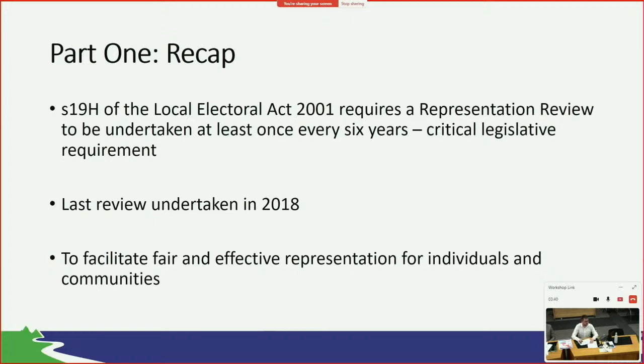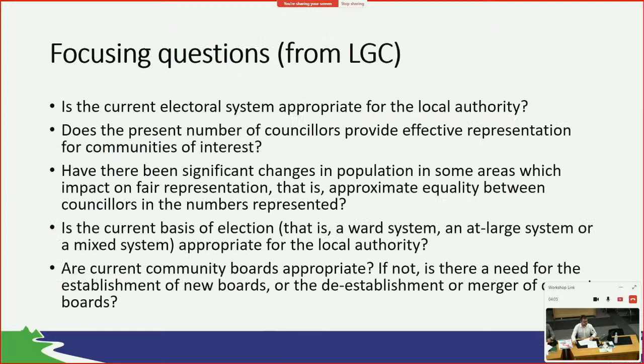So in terms of a bit of a recap, legislatively, council is required to undertake a representation review at least every 6 years, and we are due because the last one was undertaken in 2018. The purpose of the representation review, and this is what everything comes back to, is to facilitate fair and effective representation for individuals and communities. So that is what we are reflecting on, and that is what we are working to achieve.